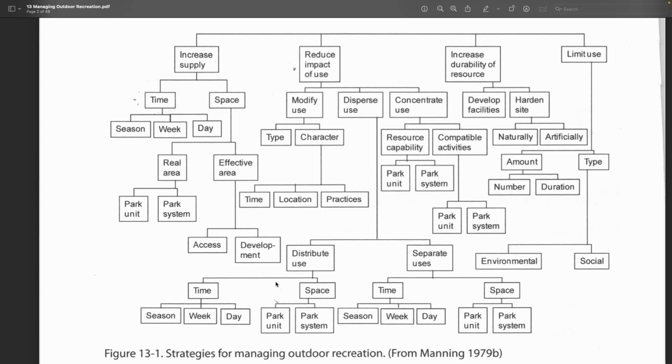again, we're mostly going to try to live in the first 3 top-level branches. One of the things that we haven't yet talked about is under reducing impact of use, dispersing or concentrating the use. Okay. So let's say your national park has a trail.